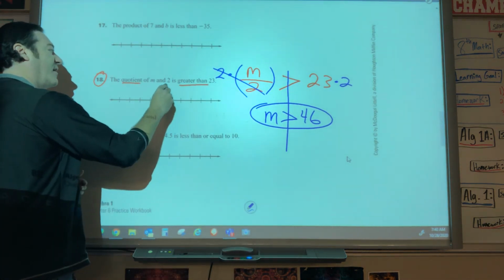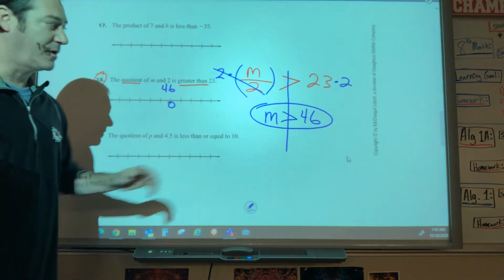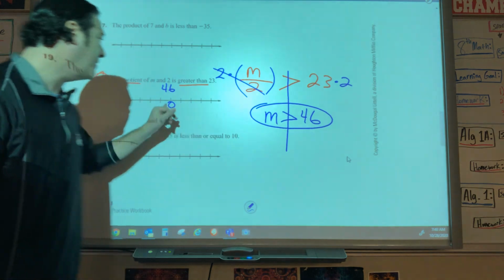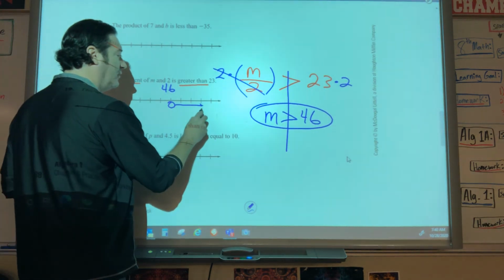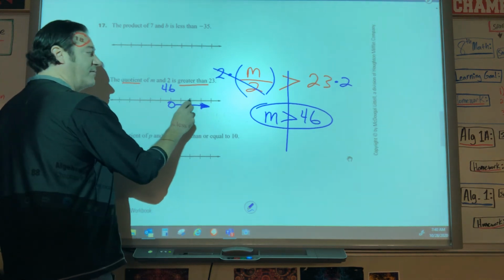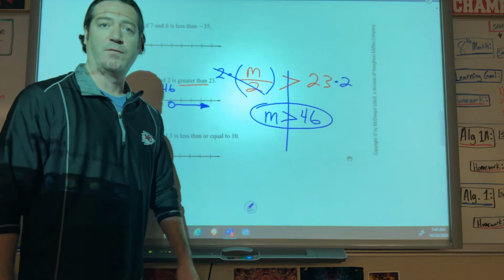Again, to graph it, I find 46 on the number line. This would just be an open dot, okay? Because it's just greater than. It can't be 46. It can be any number greater than 46. It does not include 46. Hey, 47, 48, 49, 50, those will all work, right? All of those are greater than 46.